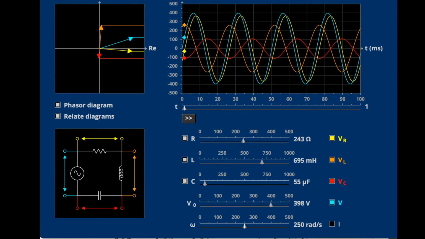And so that's what I wanted to show you, is that instead of adding waves point by point, we're going to add phasors together. And that's how we'll get the total voltage across the circuit.